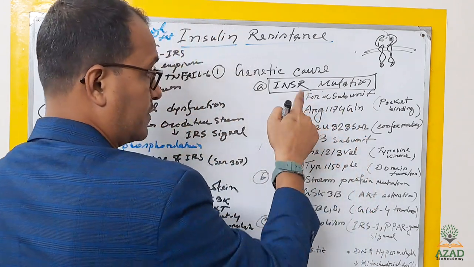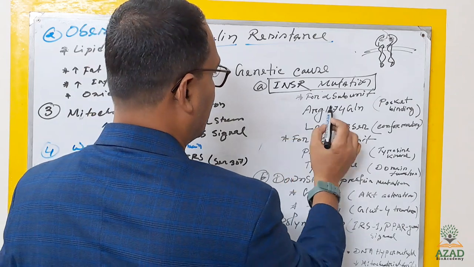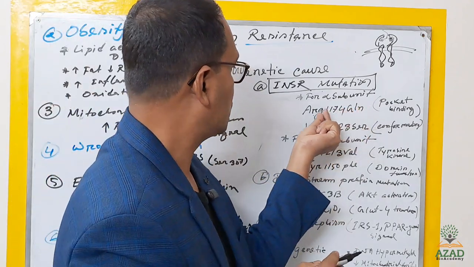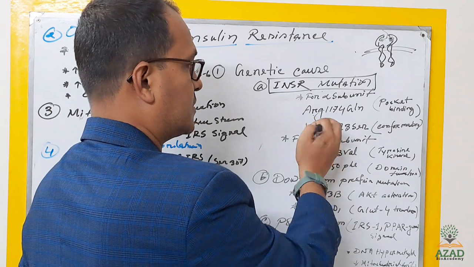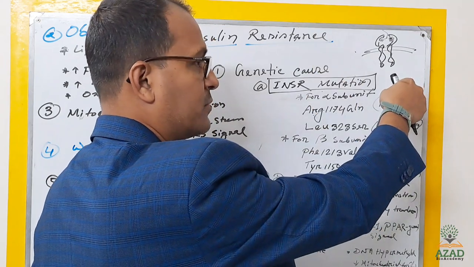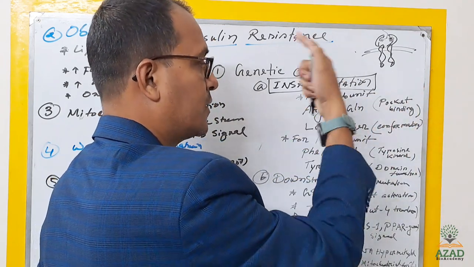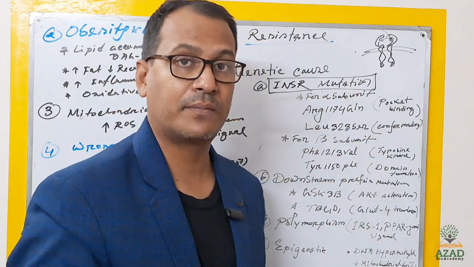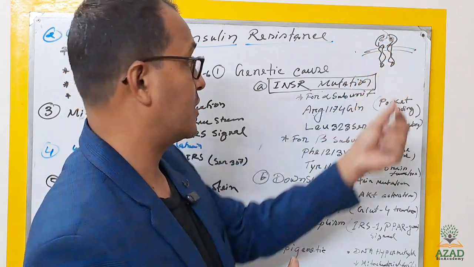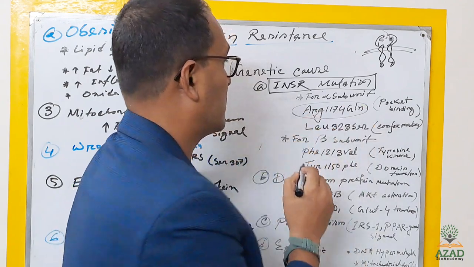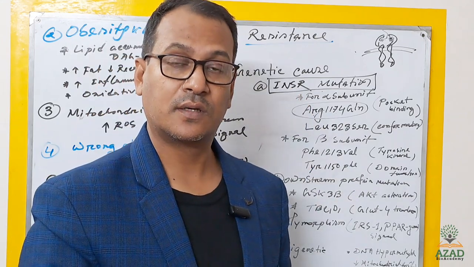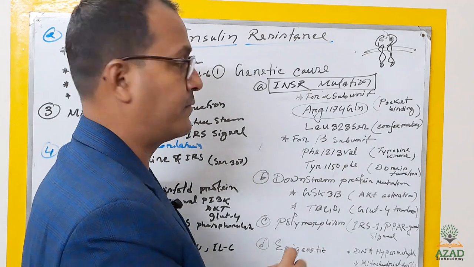So if I draw your attention here, that is arginine 1174 glutamine. Arginine is the wild type amino acid in position 1174, and when a simple mutation occurs, it will change the arginine into glutamine. Then what will happen? The overall protein structure will change, and that will change the pocket of the insulin. So this variant comes from the mutated gene, a particular gene of the insulin receptor gene. Okay, so this is the one matter.